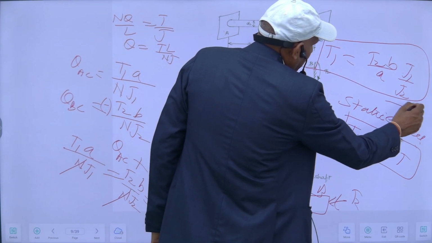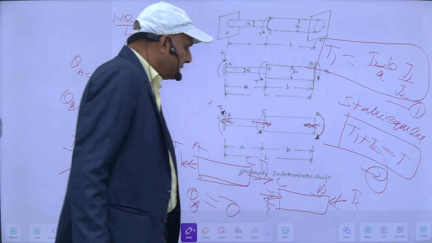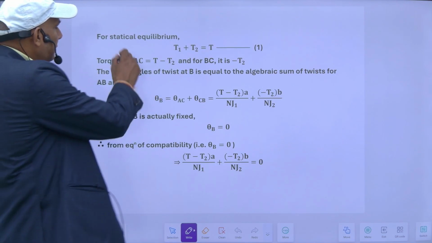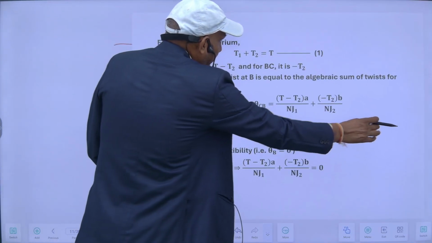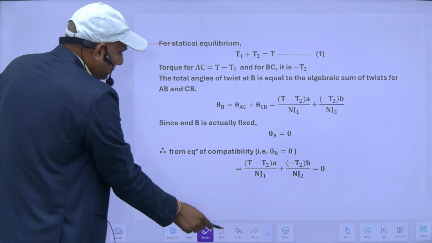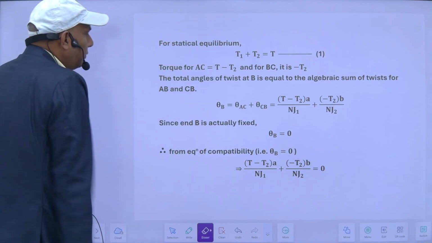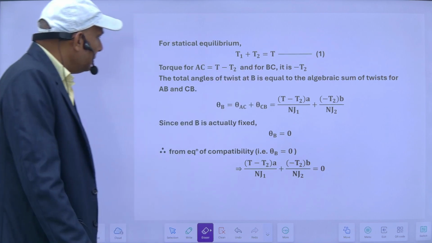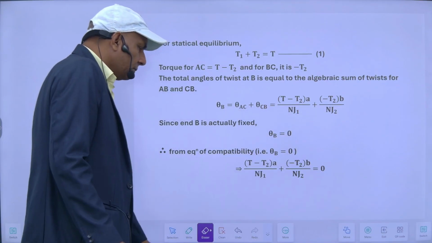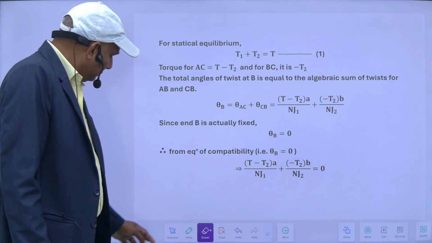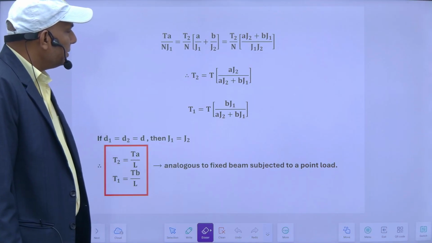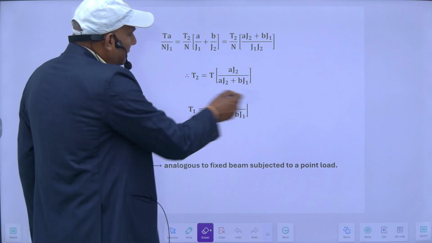So this is equation number 1, this is equation number 2. I can solve these equations. This is the condition of static equilibrium: T1 plus T2 is equal to T, and theta B is equal to theta AC plus theta BC, which is equal to 0. So from this I can find these equations. After solving both equations, I will get this one.